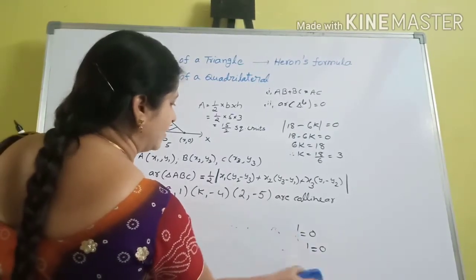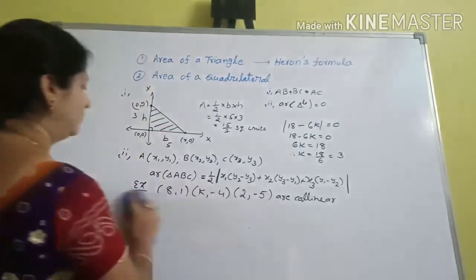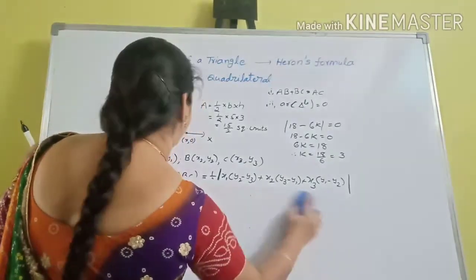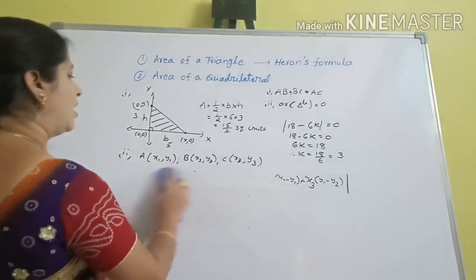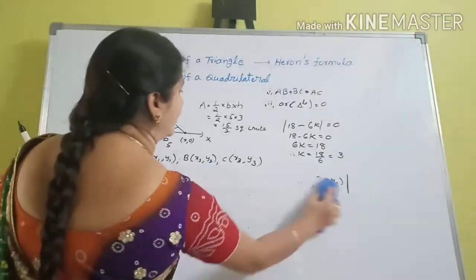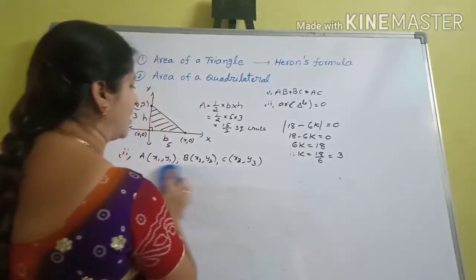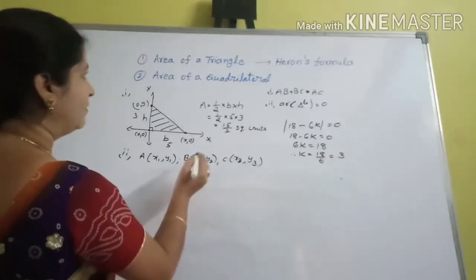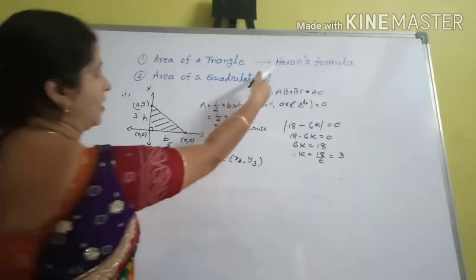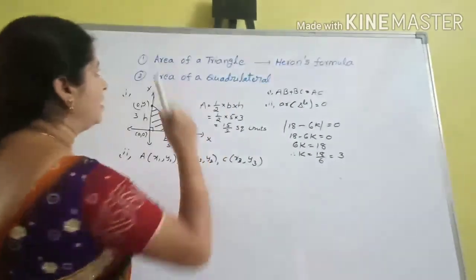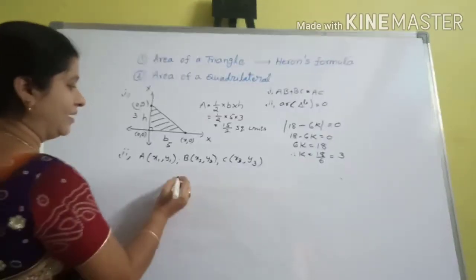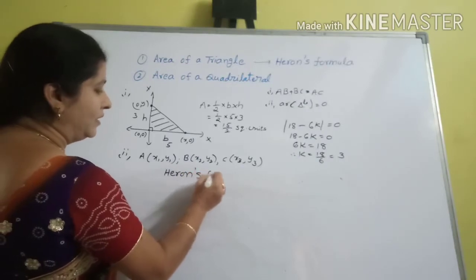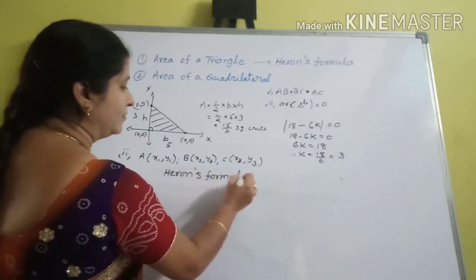Next one, Heron's formula. It is also a separate model. This is also about the area of the triangle. How can you find the area of the triangle? By using Heron's formula. It is a 4 marks question in your examination. Very, very important question. By using Heron's formula to find the area of a triangle. So first of all, what is Heron's formula? It is also a separate formula.